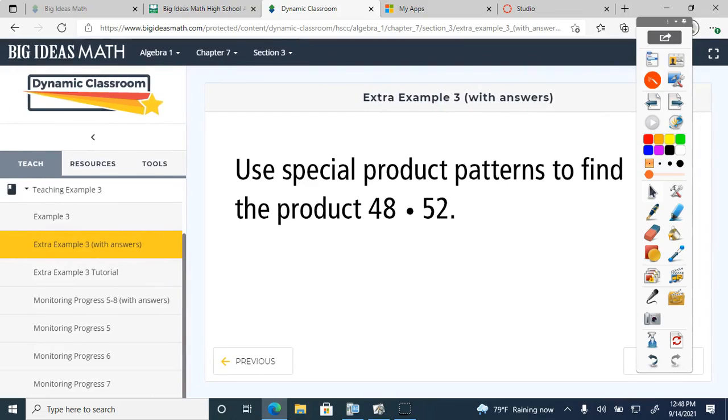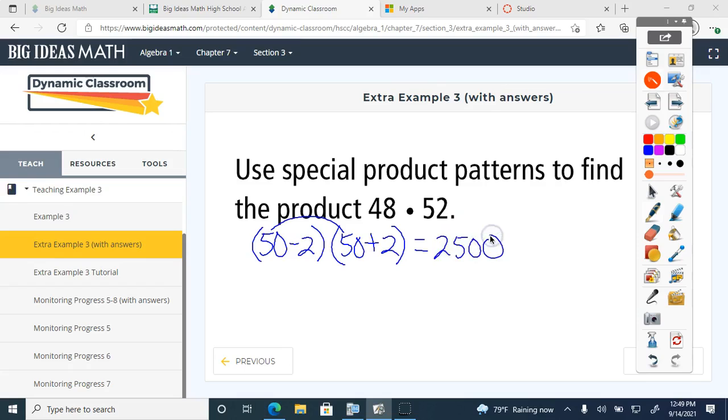All right, so 48 and 52. The number in the middle is 50. So I would write 48 as 50 minus 2 times 50 plus 2. And I use my little pattern here. 50 times 50 is 2,500, right? Negative 2 times 2 is negative 4. So that would be 2,496. 2,496 would be 48 times 52.